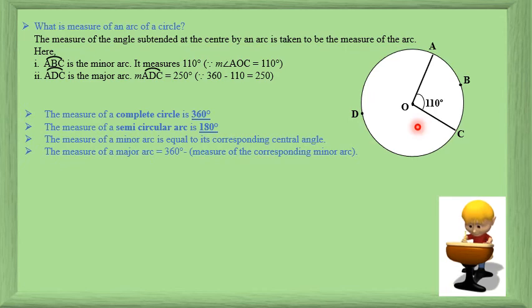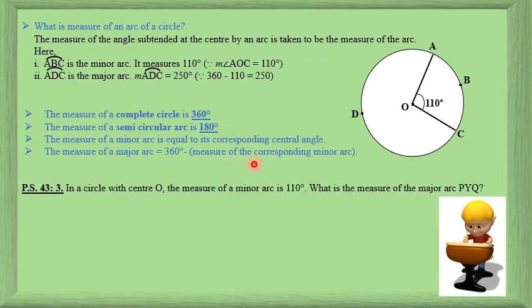So this is something for you to remember: the measure of a complete angle is 360 degree, the measure of a semicircular arc is 180 degree, and the measure of a minor arc is equal to its corresponding central angle. We already learnt it in the previous slide. The measure of a major arc is equal to 360 minus the measure of the corresponding minor arc. This is what we just did.